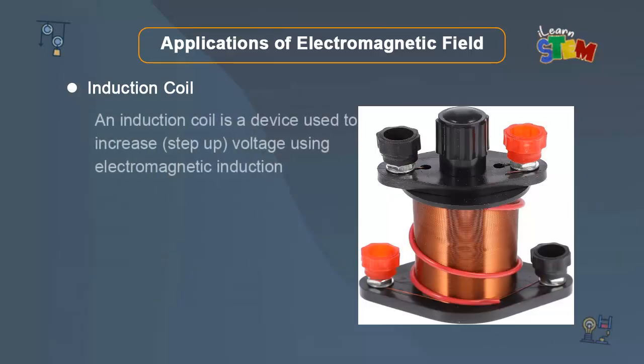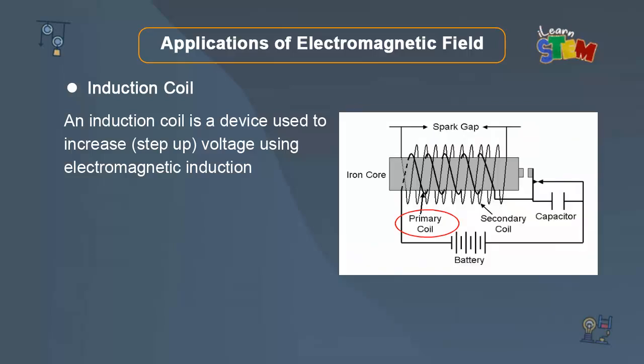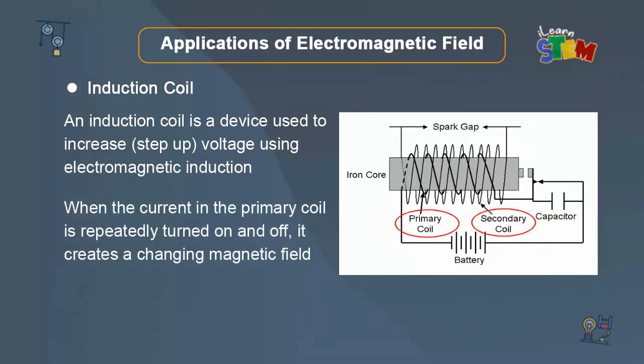Induction coil. An induction coil is a device used to step up voltage through the process of electromagnetic induction. It contains two coils, a primary coil and a secondary coil. When the current in the primary coil is repeatedly turned on and off, it creates a changing magnetic field. This changing field induces a higher voltage in the secondary coil. Induction coils are commonly used in car ignition systems and devices that require high voltage, like X-ray machines.